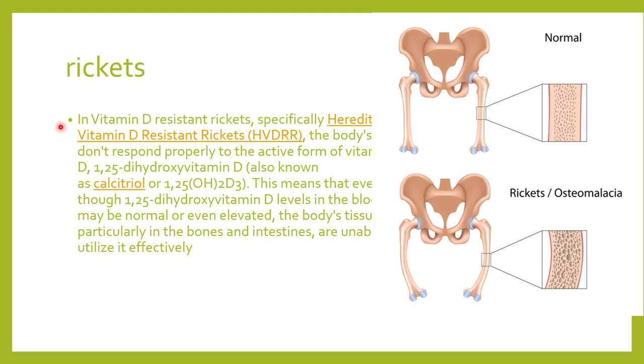Rickets is a condition wherein the bones are very soft. Okay, so there are different types of rickets. In vitamin D resistant rickets, what happens is the body will not respond to the active form of vitamin D or the calcitriol. This means that even though we have 1,25 dihydroxy vitamin D in the body, it might be normal or it might be elevated, the body tissues are unable to make use of this. So the level of 1,25 dihydroxy vitamin D might be elevated because the body is resistant to this vitamin D.